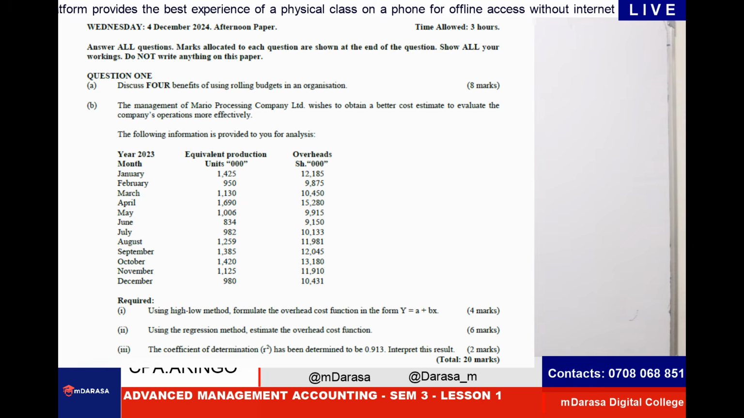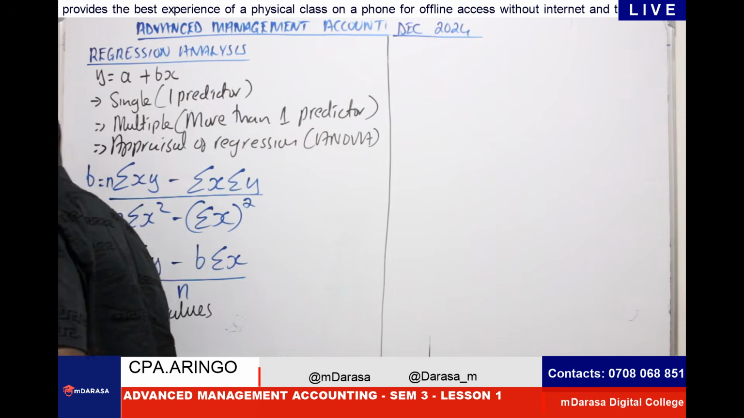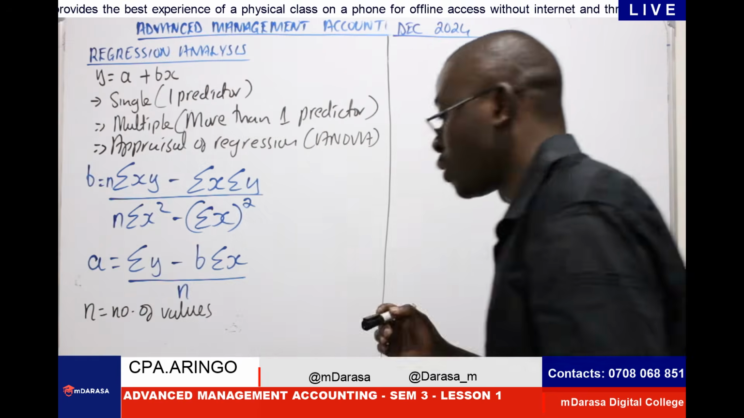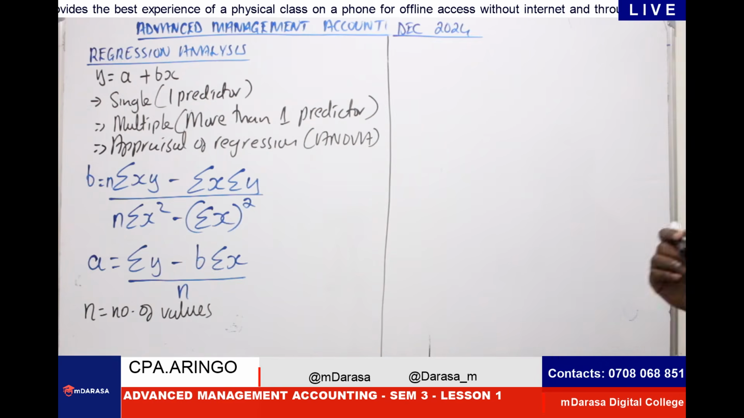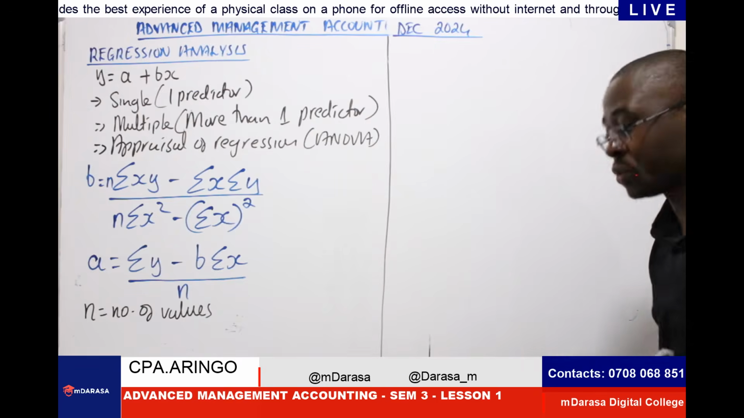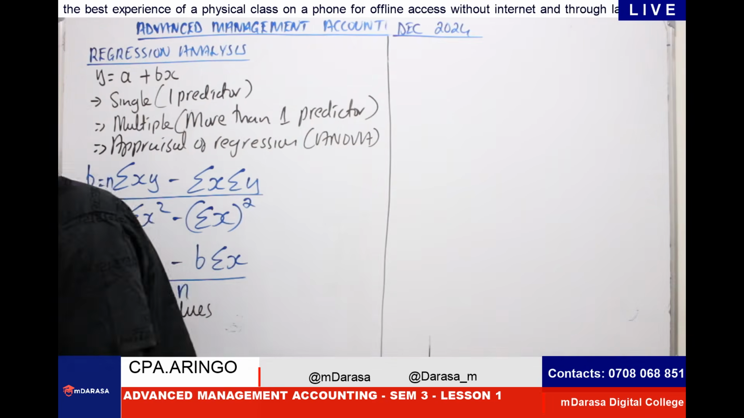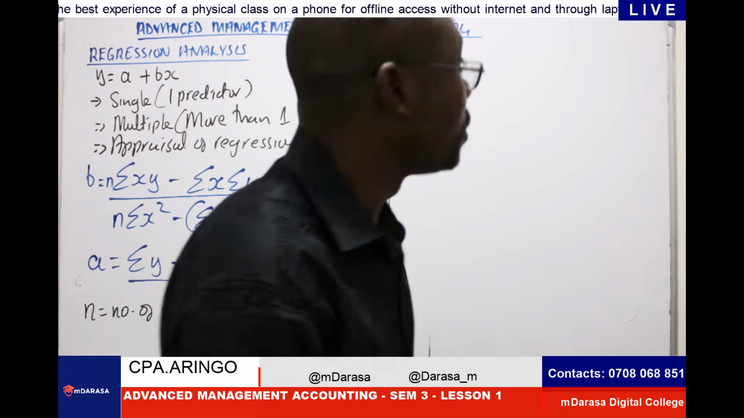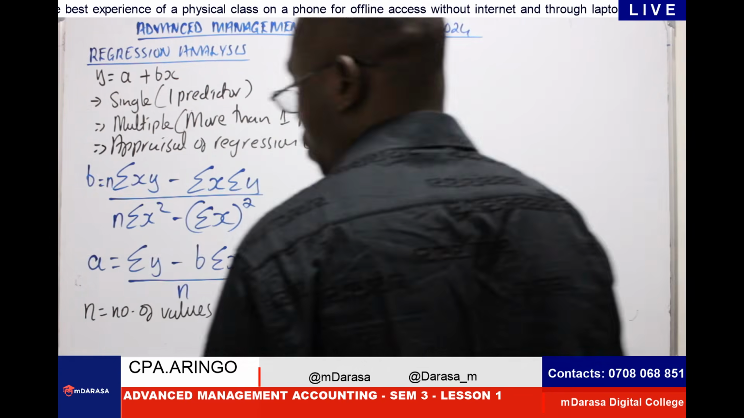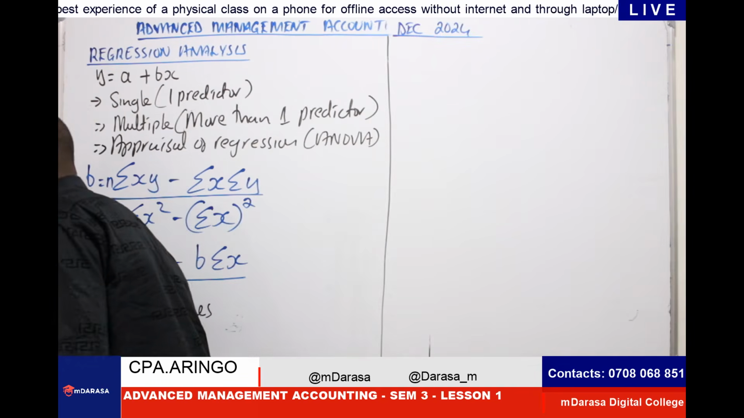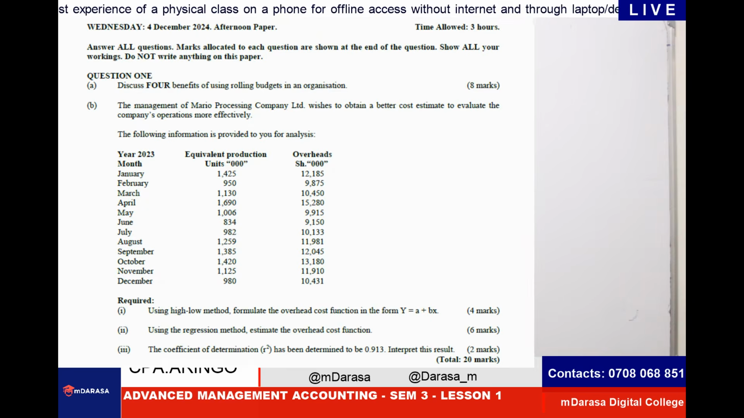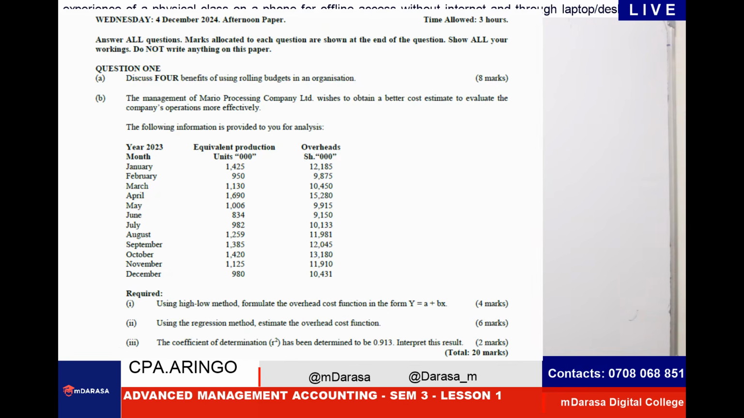So in this question, part 2, you're told to use the regression method to estimate the overhead cost function. If you're attending Mwalimu Zaringo's class, this will always be the shortcut that I want us to use. First thing, to save your time, we need to consider the variables that you're given, which you can copy and paste very fast. I'm looking at January all the way to December.